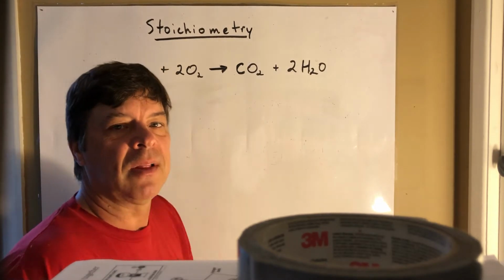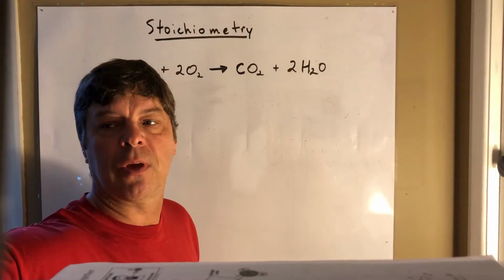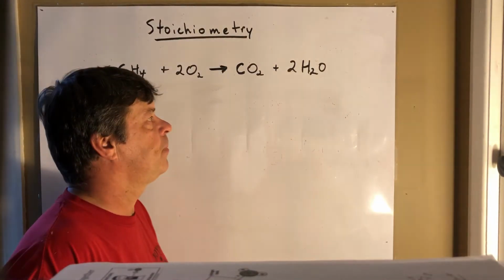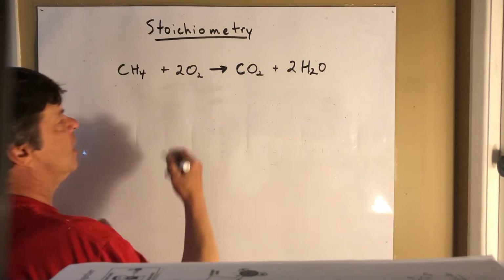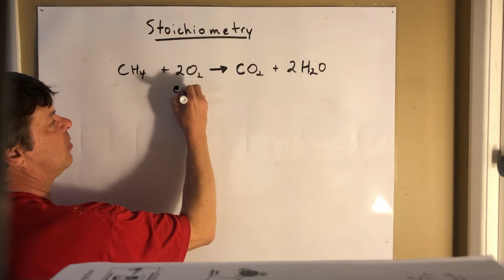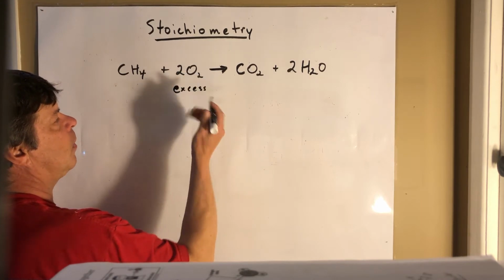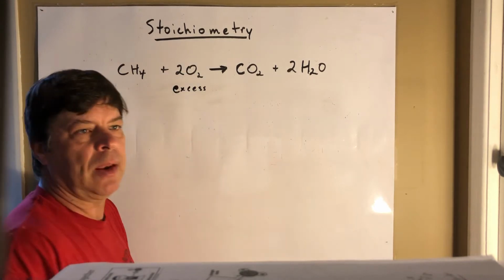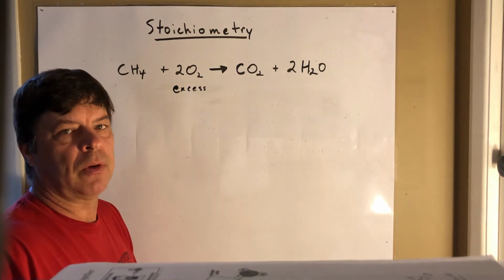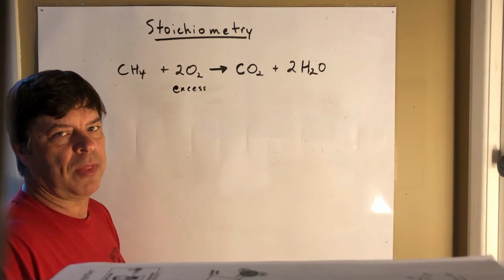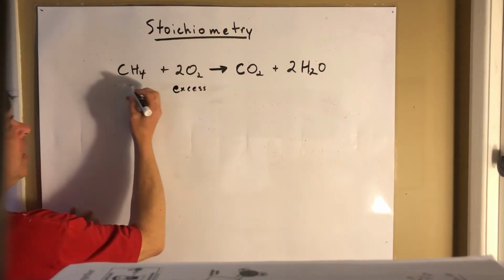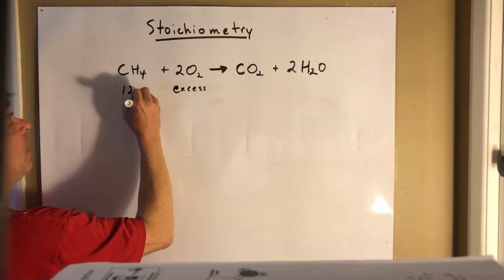Back to stoichiometry. Let's do an actual stoichiometry problem, okay? So again, we're working with the combustion of methane. Let's say we have plenty of oxygen. So when we burn methane at our homes and our stoves, there's plenty of oxygen. The limiting factor is usually the methane. Let's say we have 12 grams of methane.